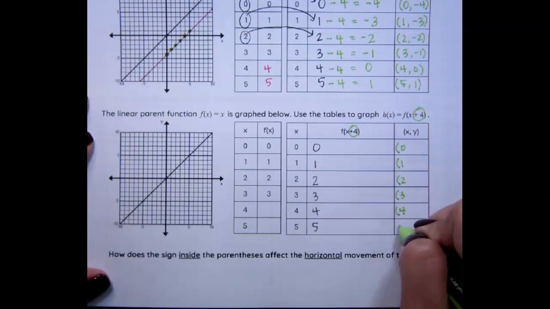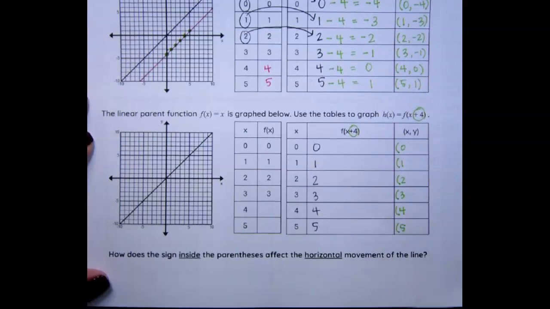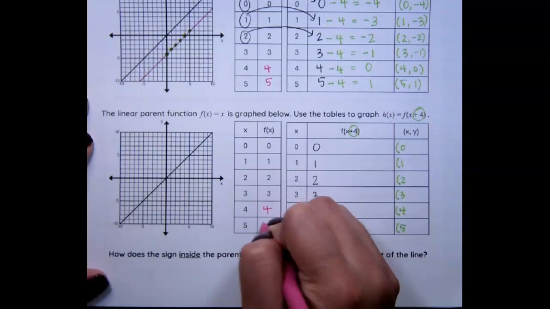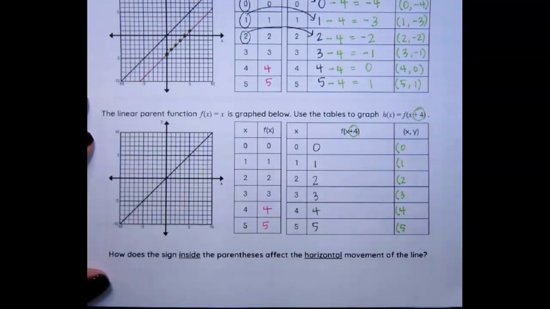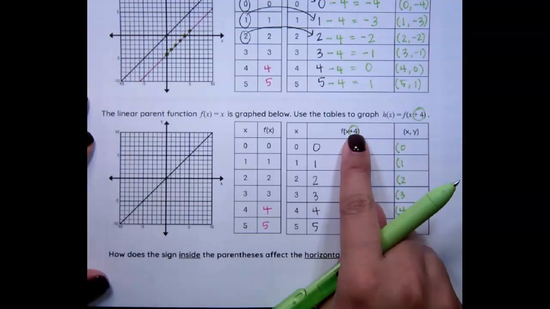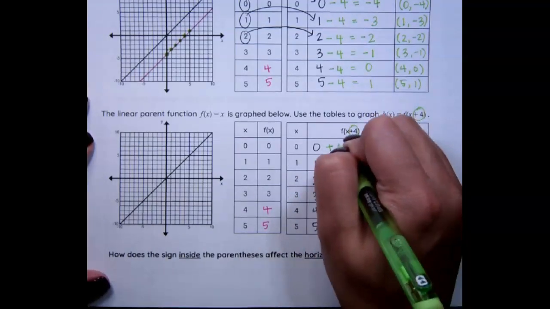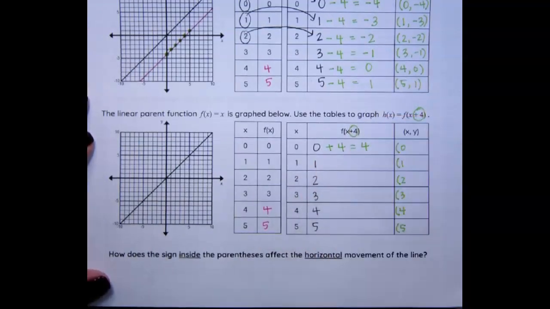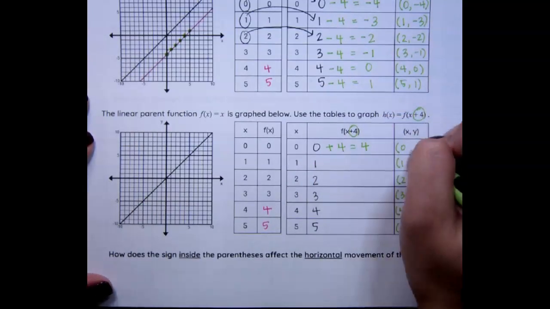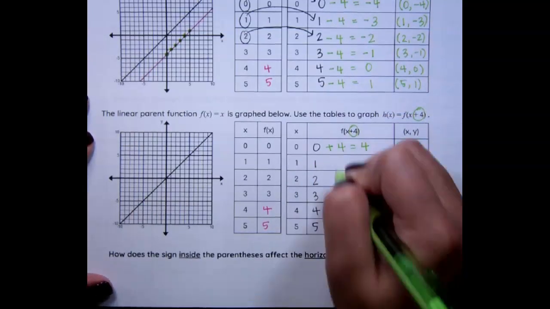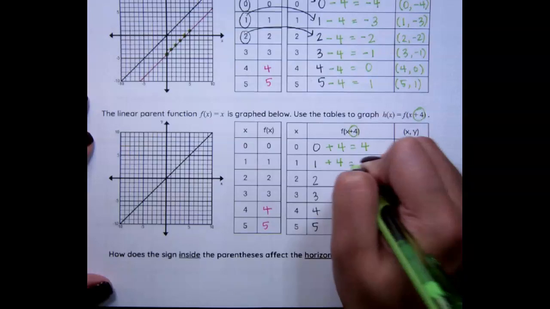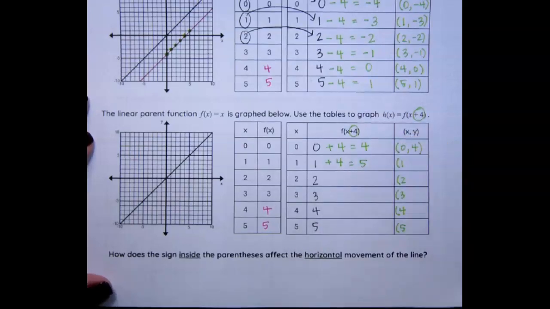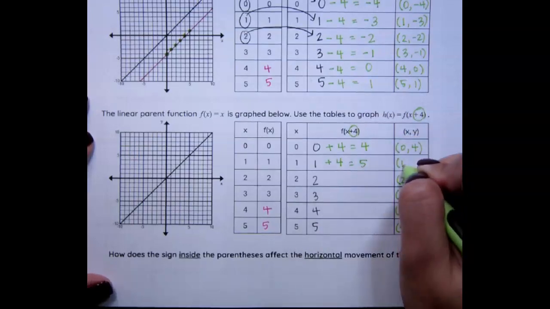We're only getting a new y value. So I can't fill those in yet because we actually haven't done the math, but then when I do it, I can just fill the second part in. Well, this time this tells me plus 4. So 0 plus 4 is 4. So my first ordered pair is 0, 4. 1 plus 4 is 5. So my next ordered pair is 1, 5.